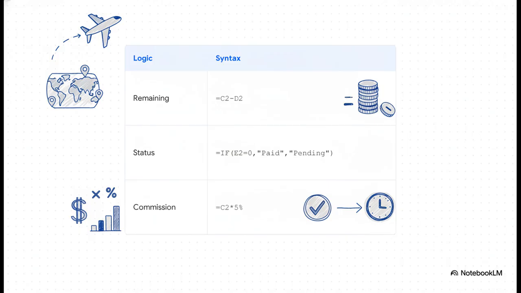It's pretty straightforward. For the remaining balance, it's just subtraction, equals C2 minus D2. For payment status, we're going to use a simple logical IF statement. You type equals IF, open parenthesis, E2 equals 0, comma, quote, paid, unquote, comma, quote, pending, unquote, close parenthesis. And for a 5% agent commission, simply multiply the total package price, which is C2, by 5%. The goal here is to keep it simple and totally readable.